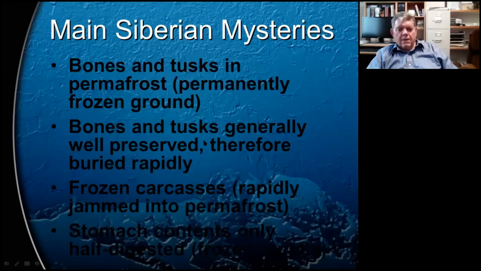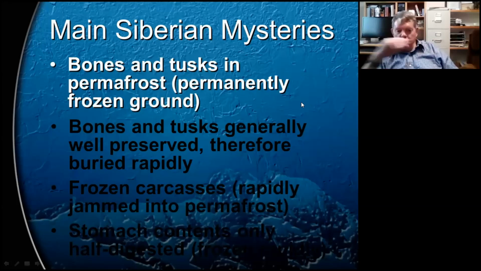Now, there's a lot of mysteries associated with the woolly mammoths. And some of the major mysteries, the main Siberian mysteries: bones and tusks are found in permafrost, which is permanently frozen ground. Permafrost. They're not found in ice. They're not found in glacial ice. But permafrost has a lot of ice in it, from ice wedges and ice lenses. In fact, some areas of the permafrost have 80 to 90% ice in them.